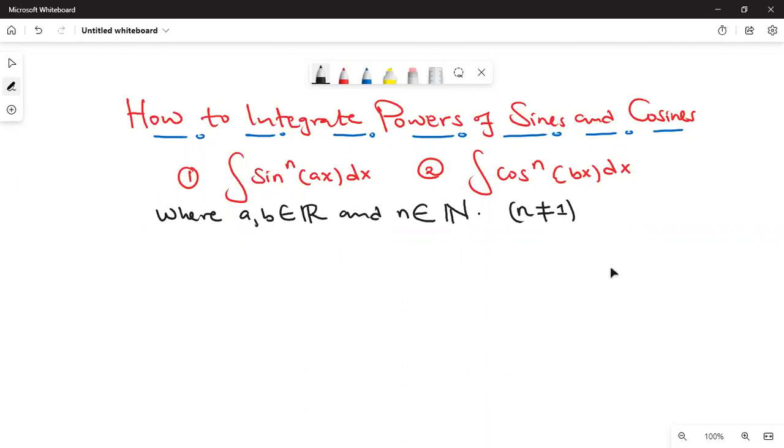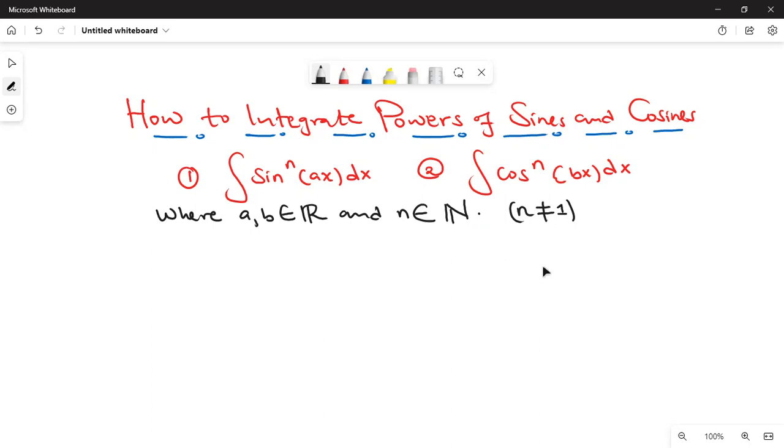Today we are going to look at Calculus 2 and our main topic is how to integrate problems where we have powers of sines and cosines. In particular, we are going to be integrating sine ax raised to n, where n is a natural number different from 1, and cos of bx raised to n, a natural number different from 1. A and b are real numbers.